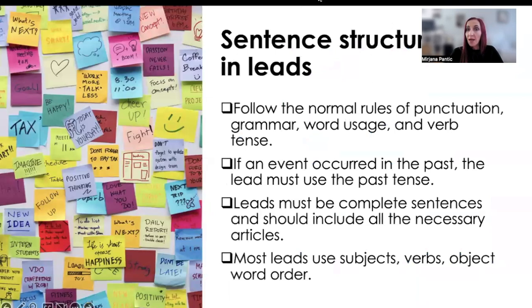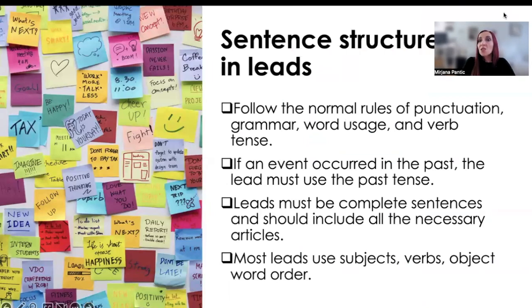And let's take a look at what some of the main features are. What is the sentence structure like in leads? What do we usually see? One of the things that you can see based on all these examples that I showed you is that you need to follow the normal rules of punctuation, grammar, word usage, and verb tense. If an event occurred in the past, then your lead must be in the past tense. Also, leads must be complete sentences and should include all the necessary articles.